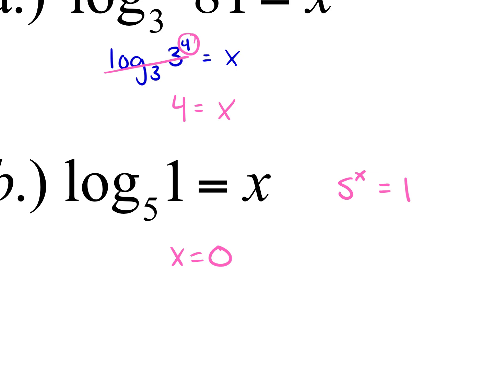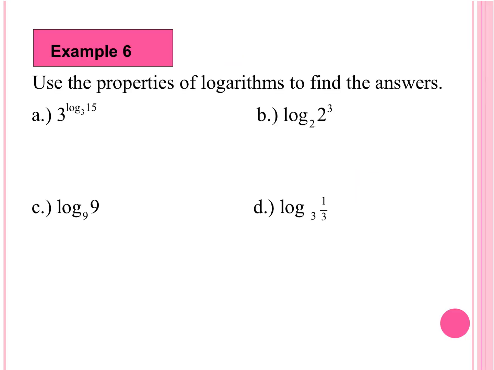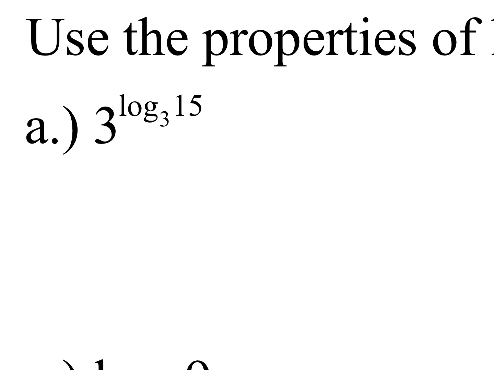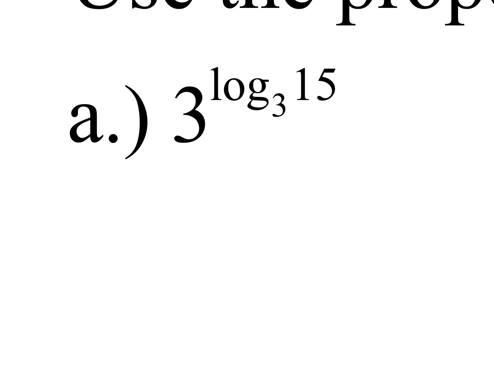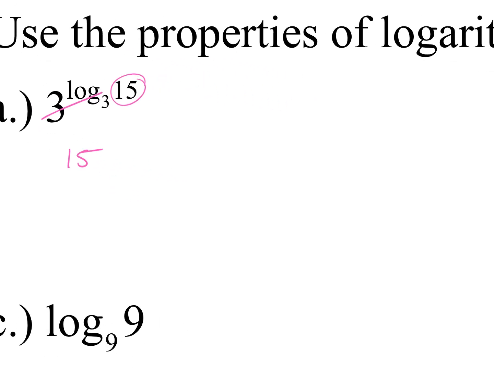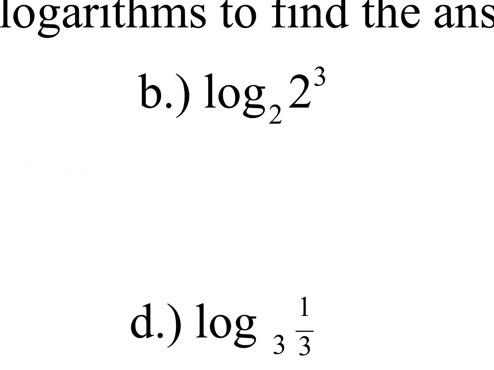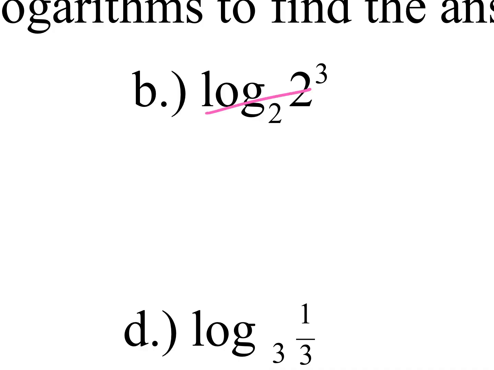All right, example 6, we're going to use the properties to find the answers. For a, if our bases are the same, what do we do with them? They cancel, so we're just left with what? 15. Let's do b. If our bases are the same, what do we do with them? They cancel, so we're just left with 3.